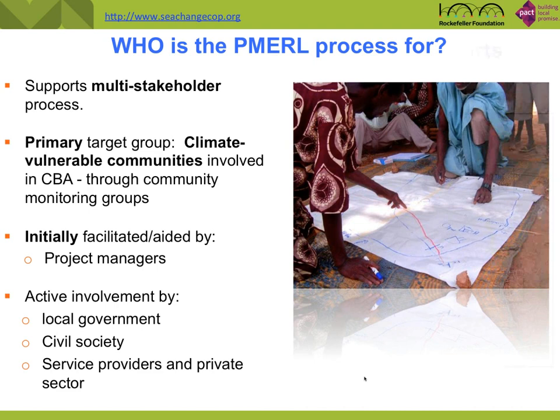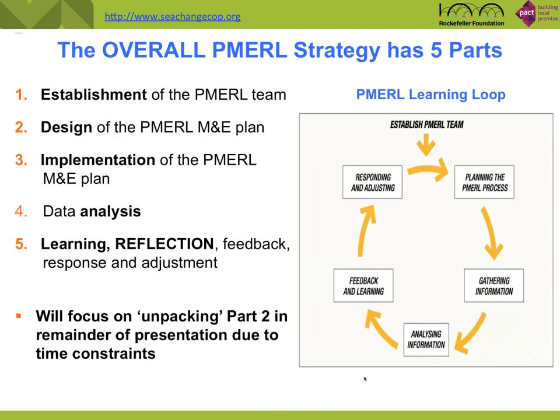The overall PMERL strategy, we're now coming into unpacking the manual and the methodology as it is. The overall PMERL strategy has 5 parts. It provides a stepwise approach for participatory M&E, and that essentially includes guidance for how to design, how to do data collection, how to do analysis, and then finally how to actually implement this new system or process. It also links each step back to the various steps of a standard program cycle, and particularly the planning process. I'll get into later where we recommend that the PMERL is inserted into your general adaptation planning process.